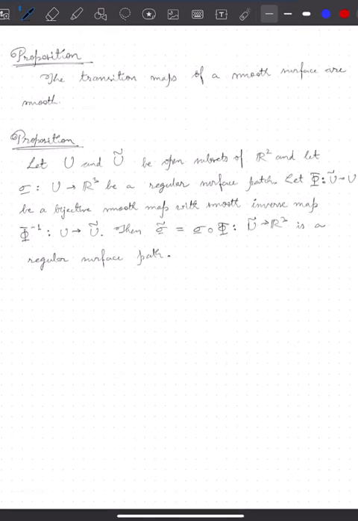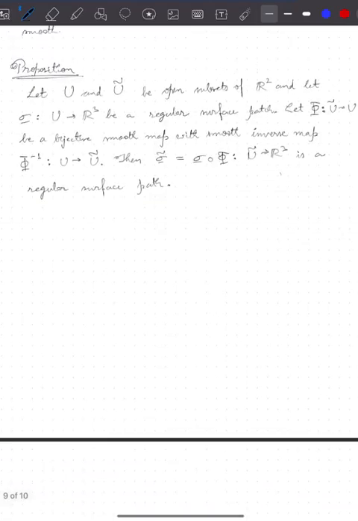So it says that if you have two subsets of R2 and sigma is a regular surface patch, and say we have phi which maps from U tilde to U and it's a bijective smooth map with smooth inverse map, then the composition of sigma and phi is a regular smooth map as well. Right. So a very brief proof is that sigma tilde is smooth. The reason is because it's a composition, and compositions of smooth maps are smooth, since sigma and phi are both smooth.